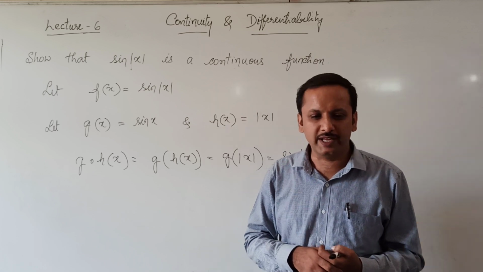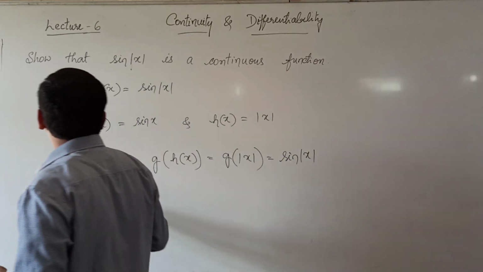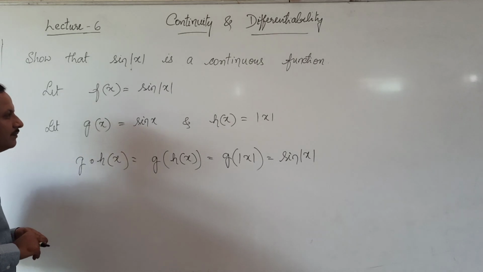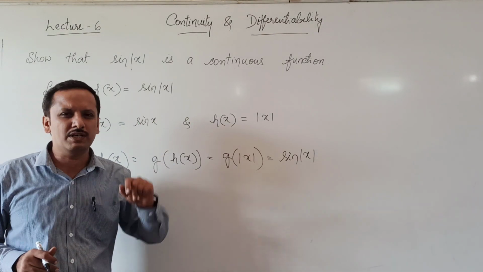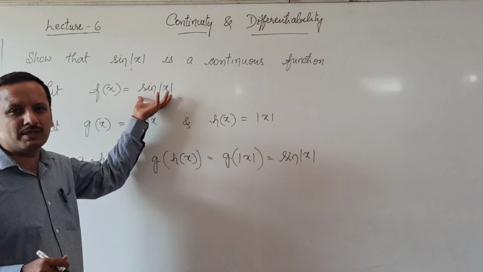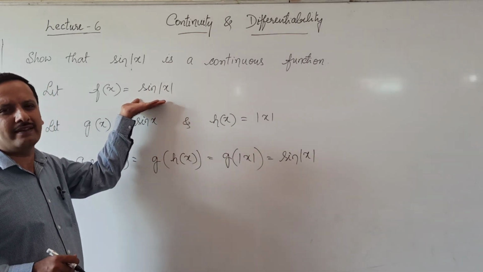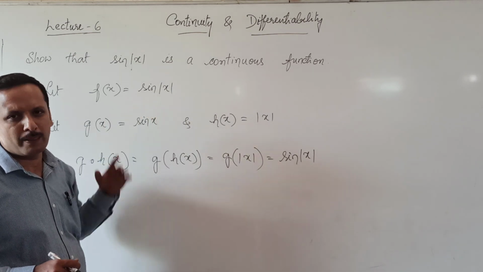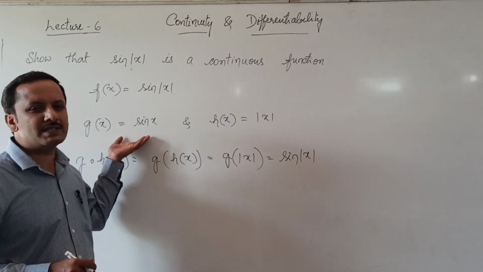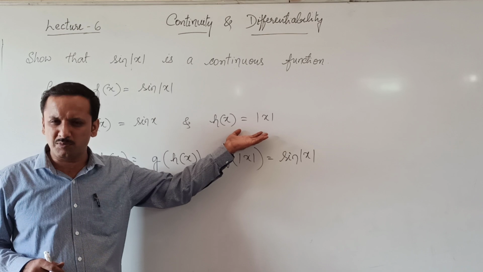Okay, so for that I will clarify now. Look here, the given function is sin mod x. There are two functions here; this is a composition of two functions. So it is very clear that one of them is sin x and the other one is mod x. Therefore I take g of x as sin x and h of x as mod x.